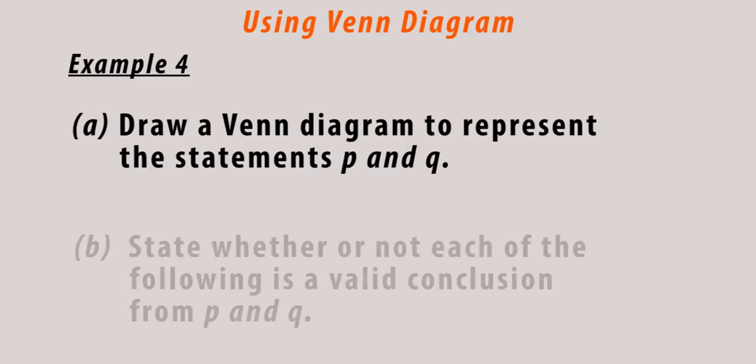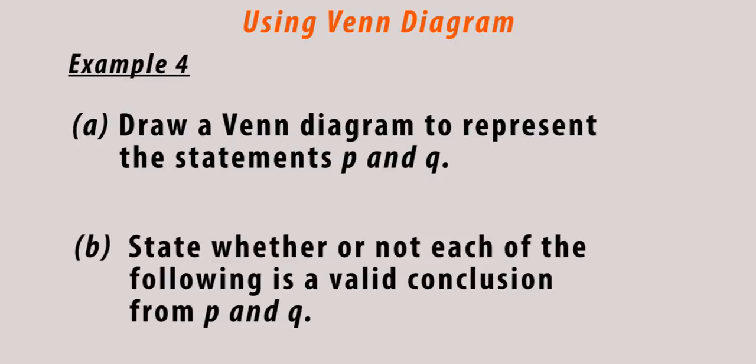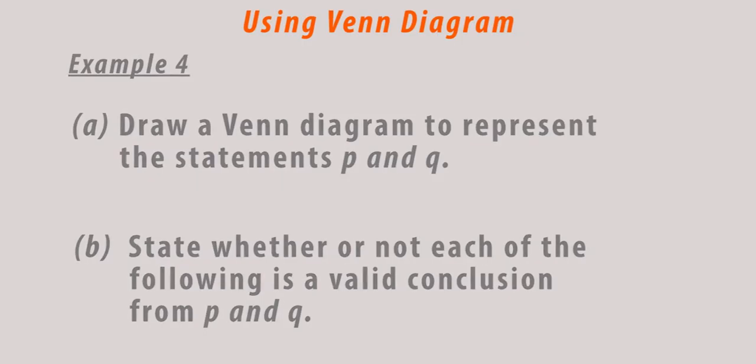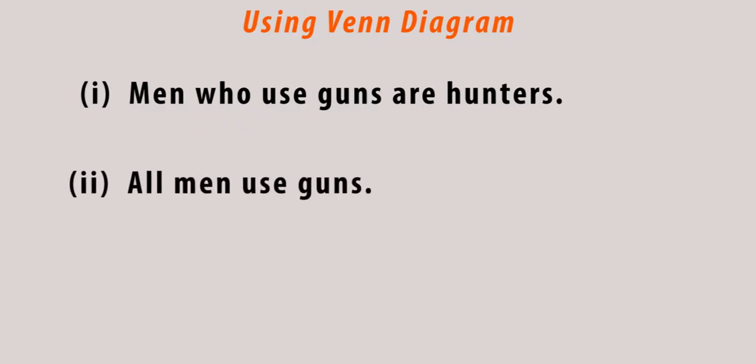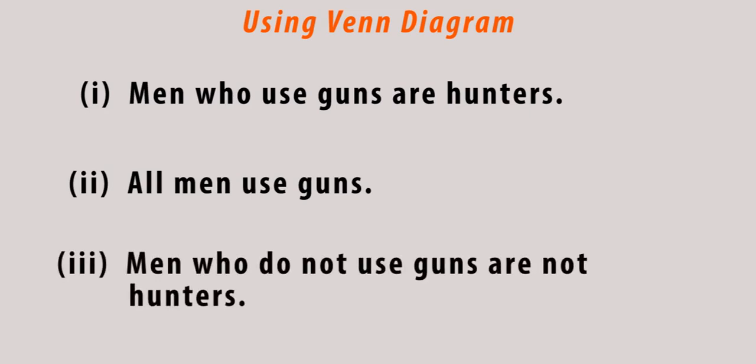B. State whether or not each of the following is a valid conclusion from P and Q. I. Men who use guns are hunters. II. All men use guns. III. Men who do not use guns are not hunters. Let's take the solution.